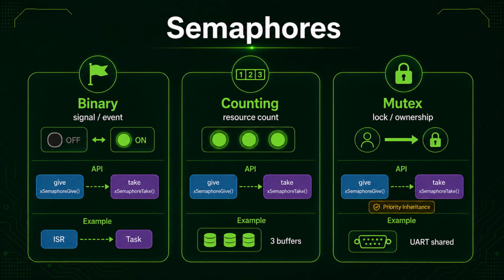FreeRTOS provides binary semaphores, counting semaphores, and mutexes.